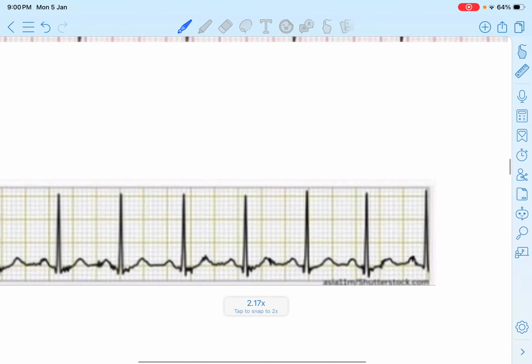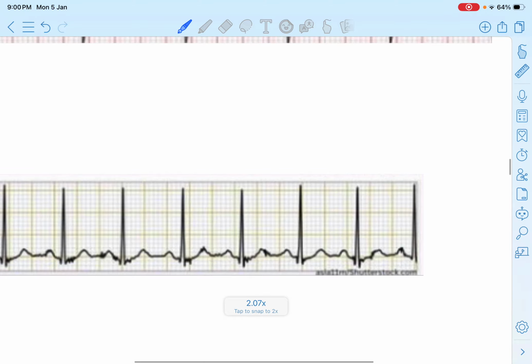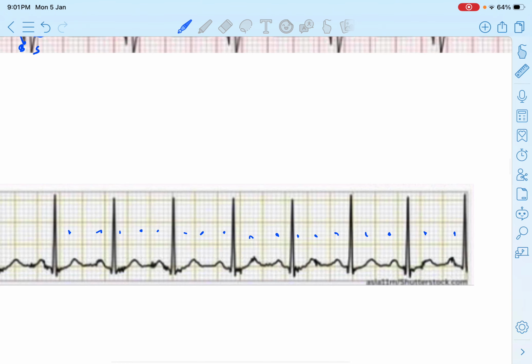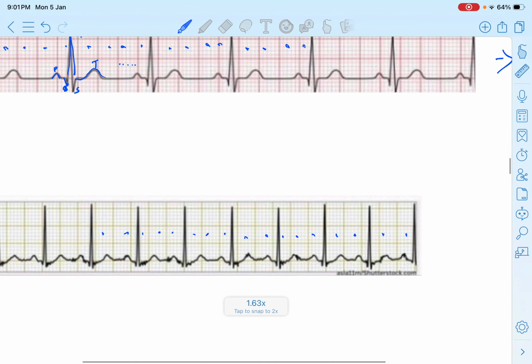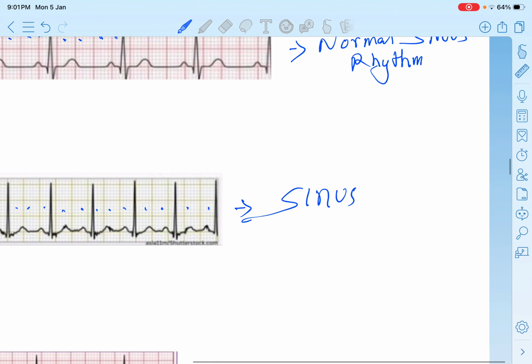Okay, now see here, what is this? This is a regular ECG that we notice, 1 2 3, 1 2, 1 2 3, 1 2. This is the regular graph. What we will see in this graph is sinus tachycardia. Good.